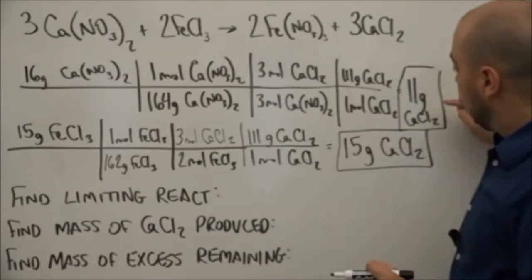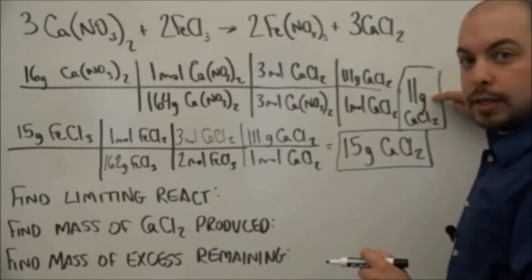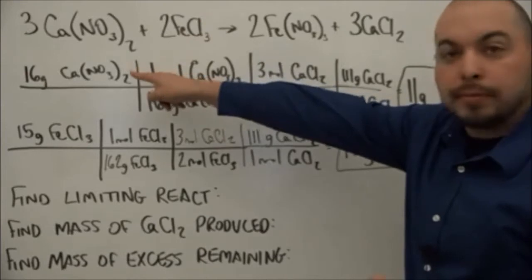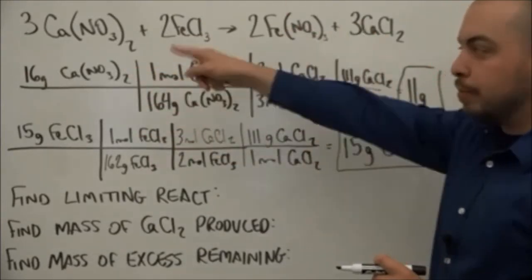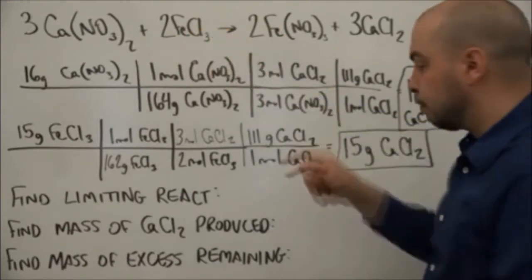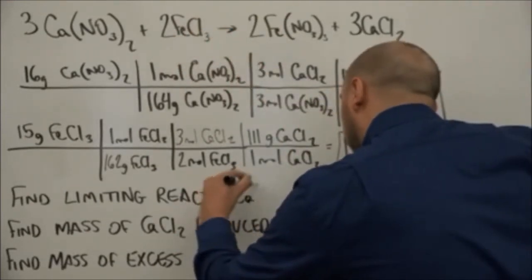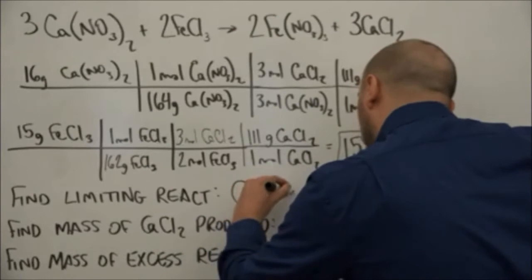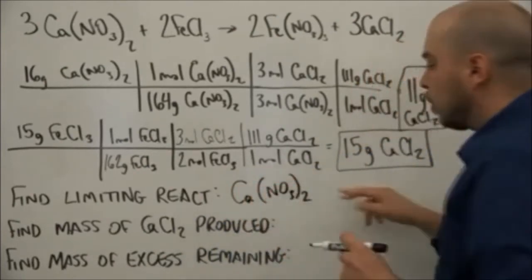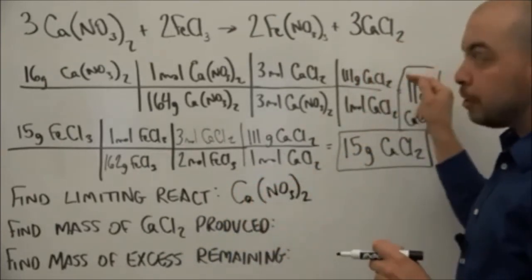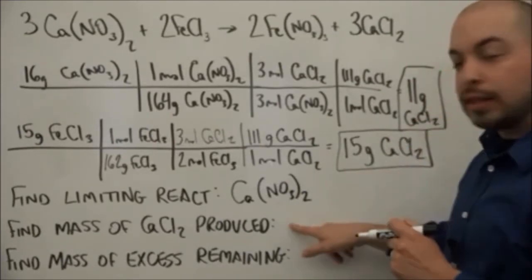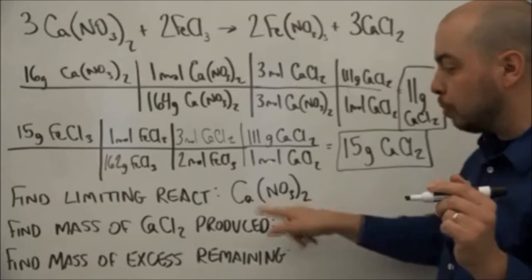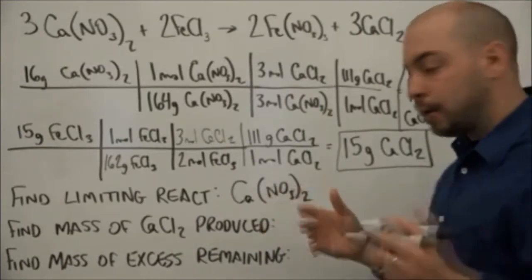And we see that we produce less calcium chloride with our calcium nitrate than with our iron chloride. This means that calcium nitrate is our limiting reactant. And because we already solved for how much calcium chloride was produced, we already know that 11 grams of calcium chloride was produced as a result of this chemical reaction.